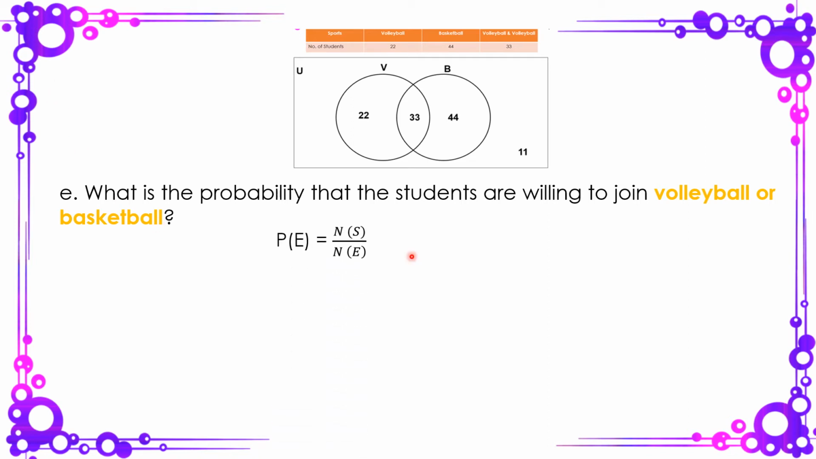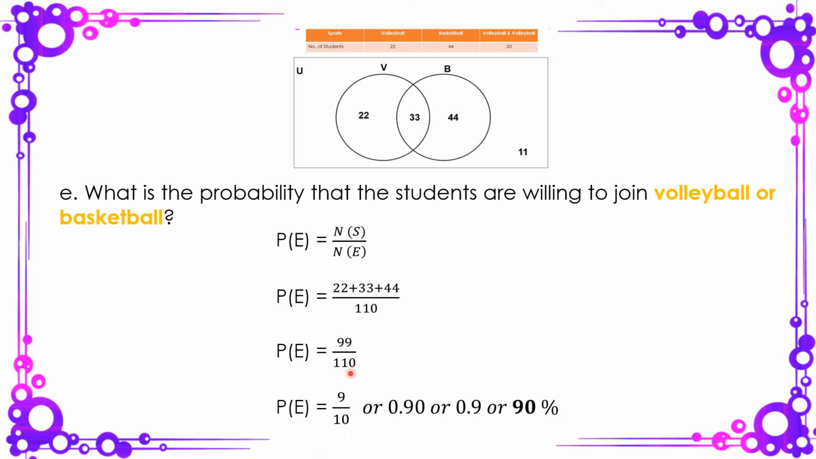And then, by substitution, we have here 22 plus 33 plus 44, because based on our problem, students who are willing to join volleyball or basketball. So as you can see here in our Venn diagram, this is 22 plus 33 plus 44 over 110. So the answer is 99 over 110.